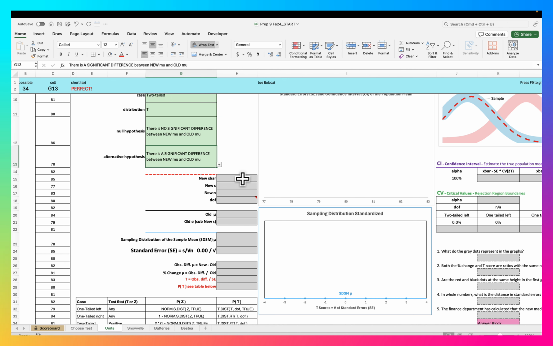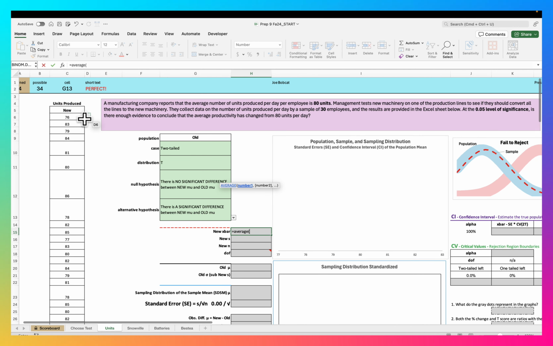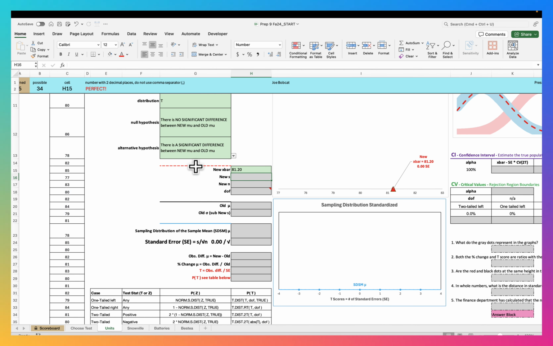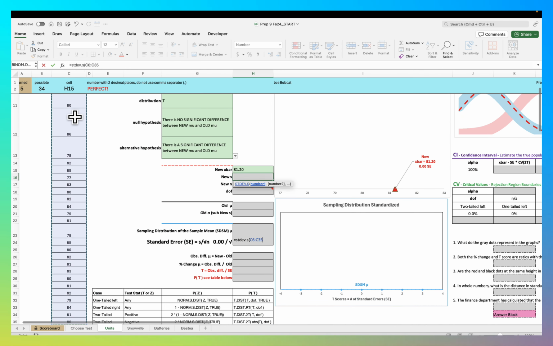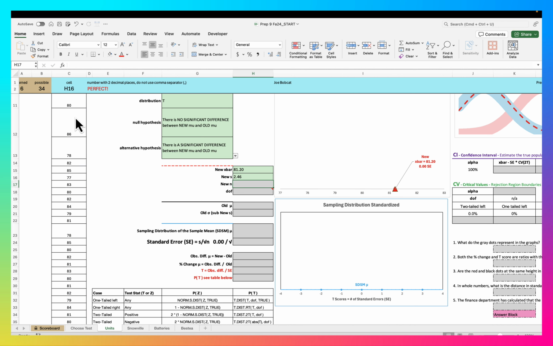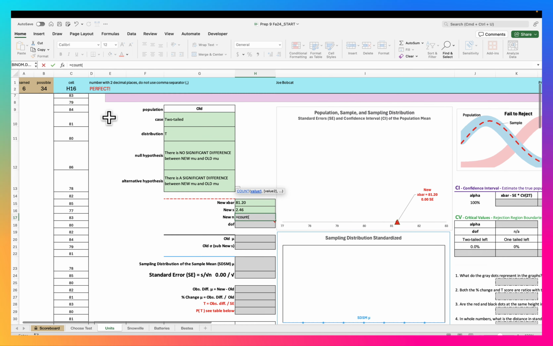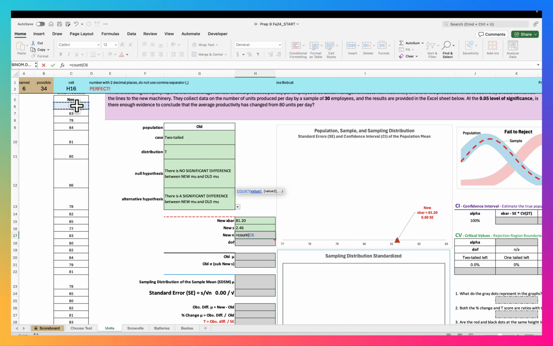Okay, now the new X bar. So X bar is going to be the average of all these guys. And the standard deviation, it's going to be S, because this is information about the sample. And N is equal to the count of all these guys.